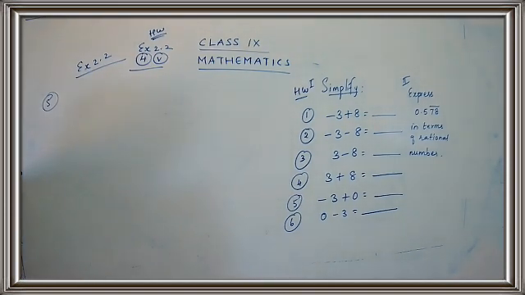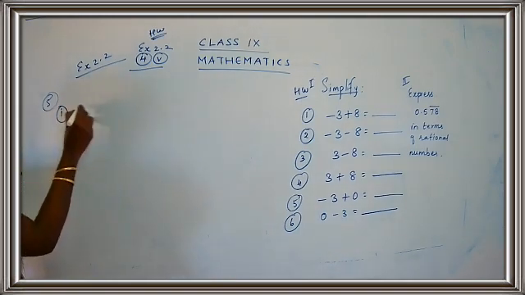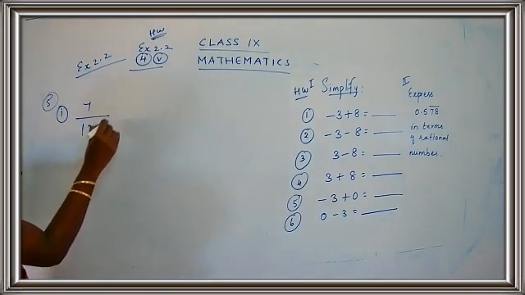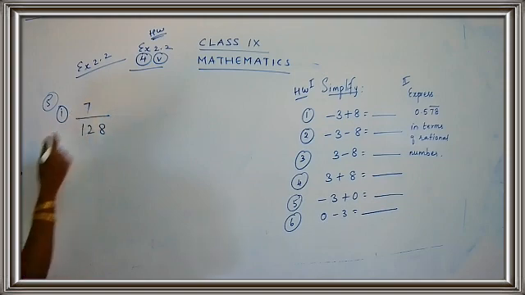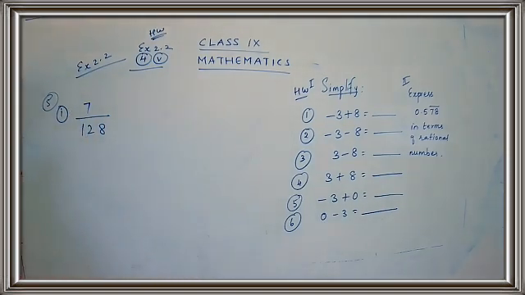Write down the question first. Without actual division, find which of the following rational numbers have terminating decimal expansion. Take the first sum as 7 upon 128. This is the first. Have we taken the first sum? Okay. Now let's see what to do further.